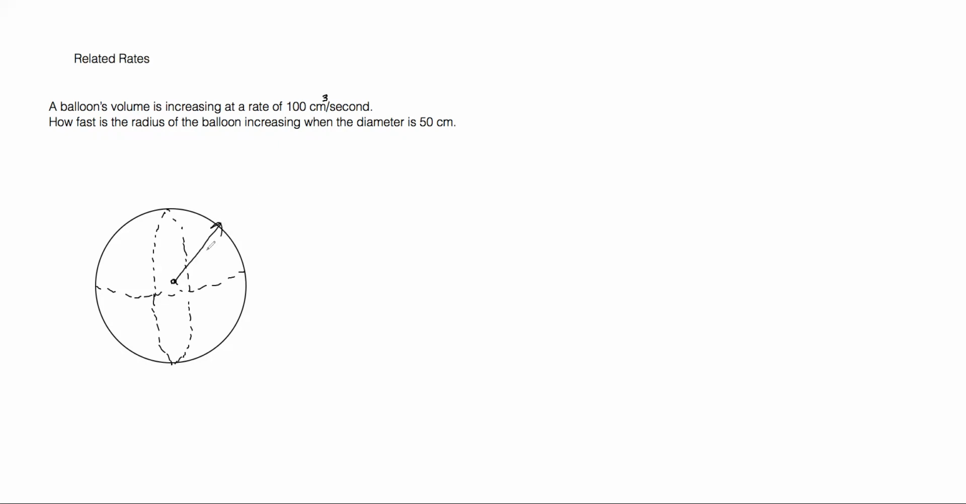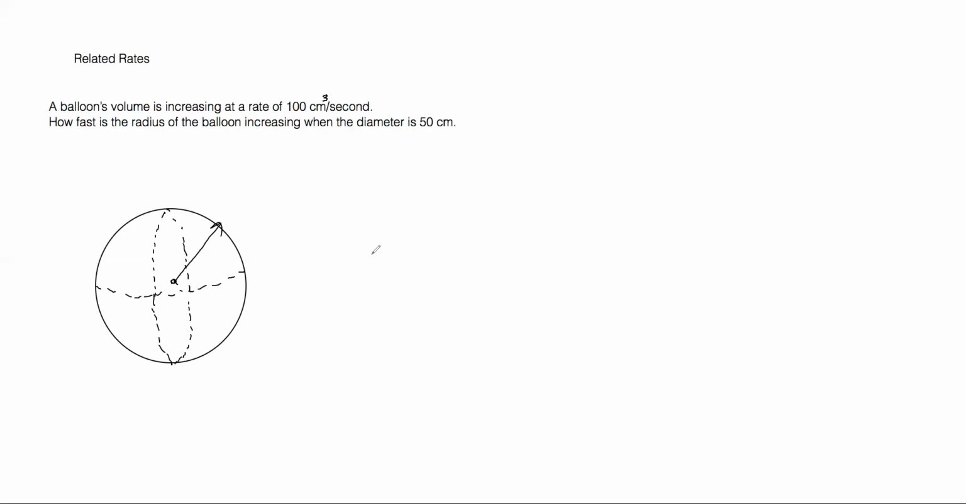So just like with a circle, it doesn't matter which point on the exterior of the balloon we're pointing to from the center. Those points will all be equidistant from our center. So let's take a look at what they're asking for and what information they give us. They want us to find how fast the radius of the balloon is increasing when the diameter is 50. And then the other information we're given is the fact that the volume is increasing at a rate of 100 centimeters cubed every second. That is our derivative of the volume with respect to time.